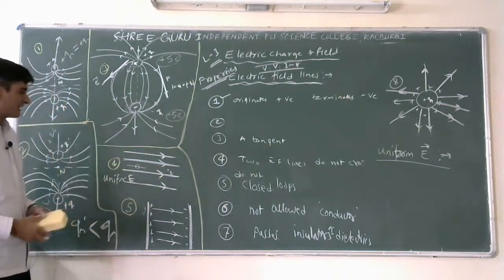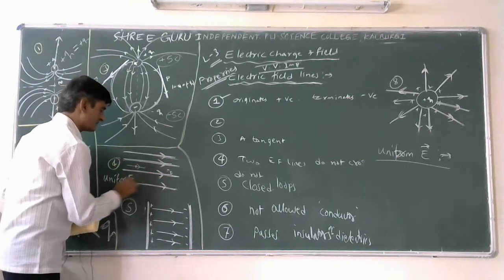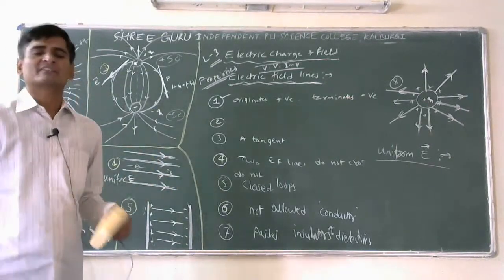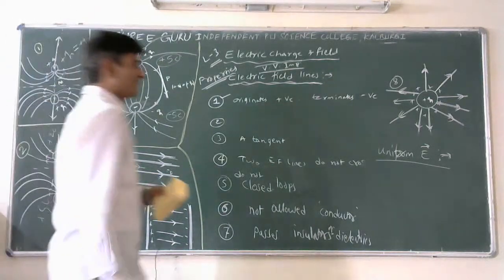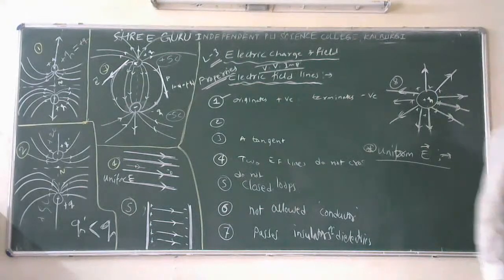Then the electric field intensity is represented by parallel equidistant lines. These parallel equidistant lines will indicate the uniform electric field intensity. What is the uniform electric field intensity? A uniform electric field intensity.